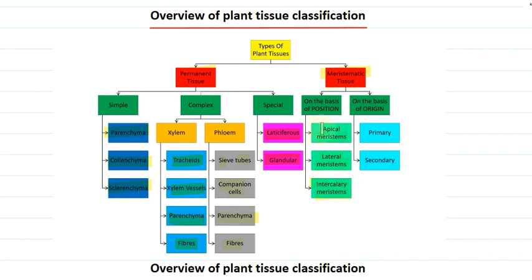So what are apical meristems? These apical meristems are present at the growing tips of roots and shoots, and they help in increasing the length of root and stem.